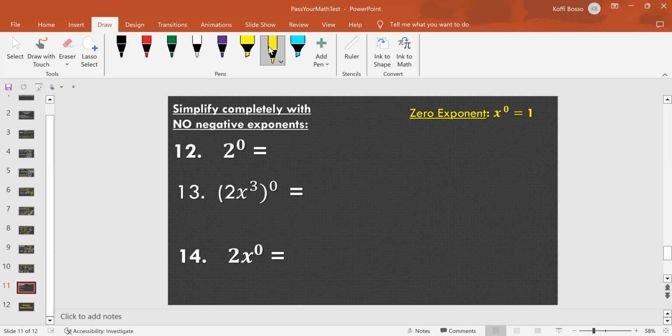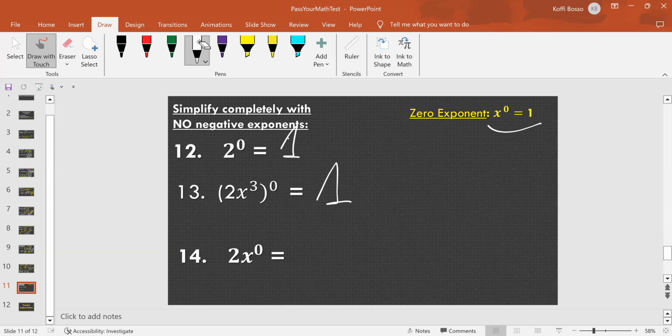For the next question, we have 2 to the 0 power. Here is a zero exponent. You don't need to think a lot. You see this is just 1, based on the rule. Same thing for 13: 2x cubed to the 0 power is 1.